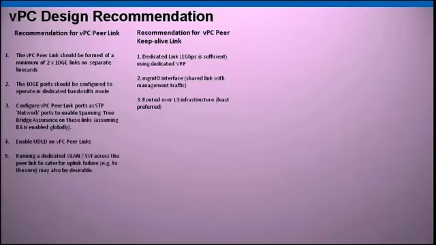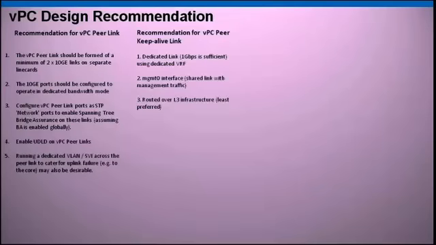Certain topologies should not be considered. For example, where the VPC peer keep alive link is routed over the VPC peer link. As we know, the VPC peer keep alive link provides a backup to the VPC peer link. In that case, it doesn't make sense to route the VPC peer keep alive link over the VPC peer link.